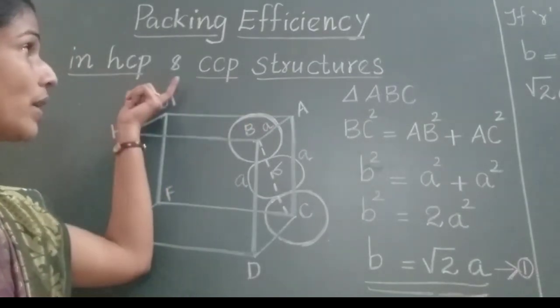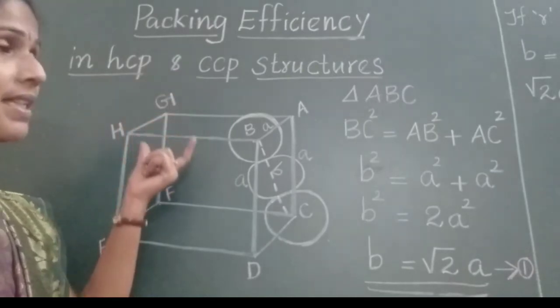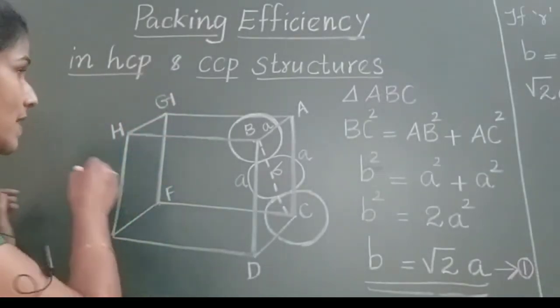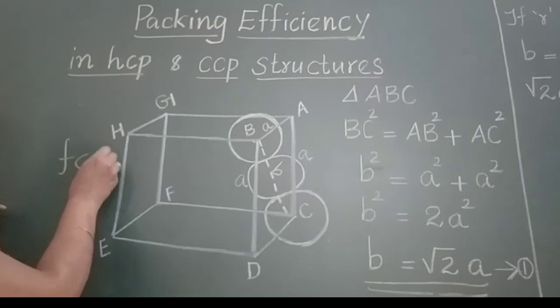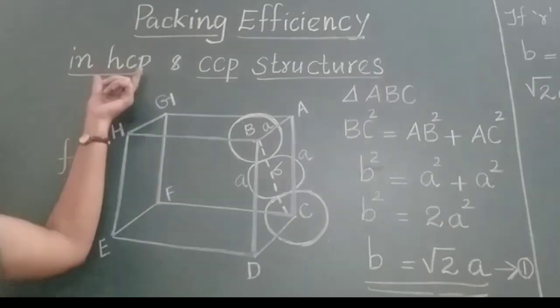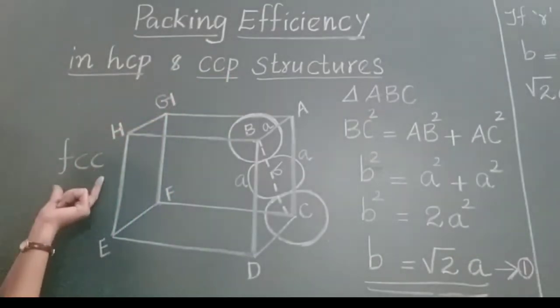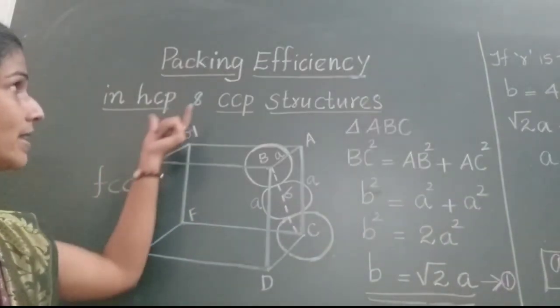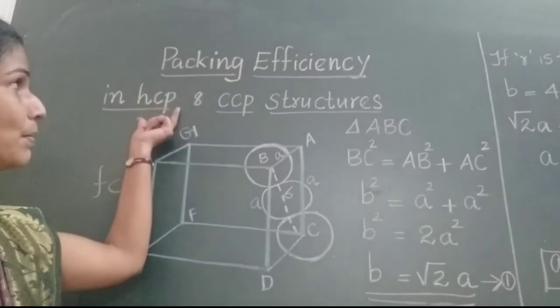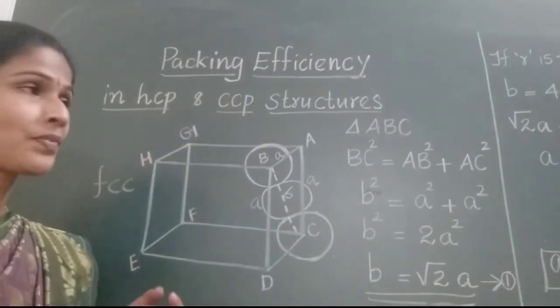In these two cases the unit cell present is the FCC lattice. FCC means face-centered cubic lattice. So the unit cell present in the HCP and CCP structures is the FCC lattice. Now we calculate the packing efficiency in HCP or CCP structures.